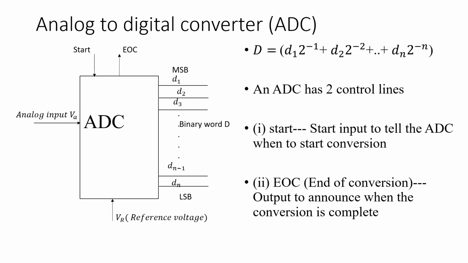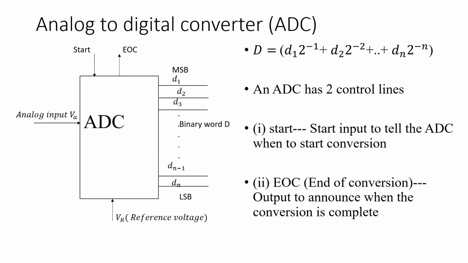Now there are two extra bits which are not present in the digital to analog converter, that is the start bit and end of conversion, EOC. The start input tells the ADC when to start the conversion, and EOC is the end of conversion. Here the input is the reference voltage. So this is the total circuit. Here D is equal to D1 2 to the power minus 1 plus D2 2 to the power minus 2, up to Dn 2 to the power minus n. This formula we already read in the digital to analog converter.